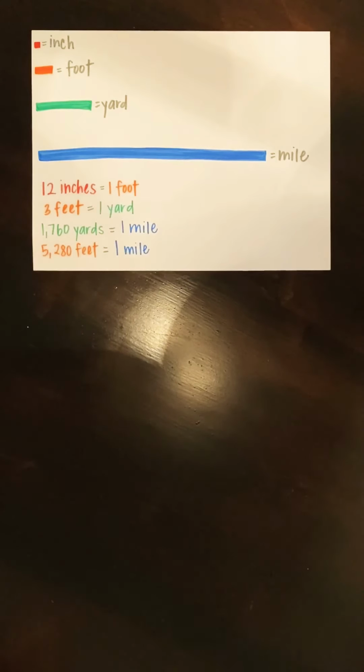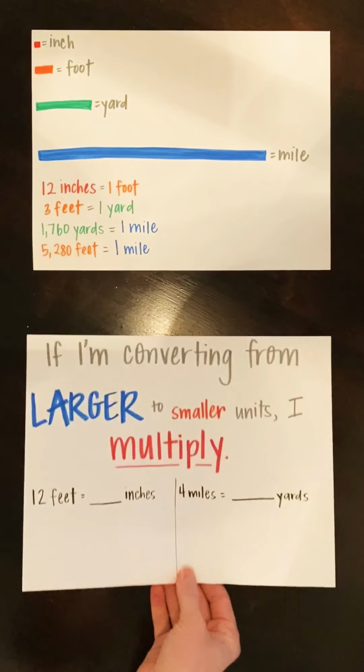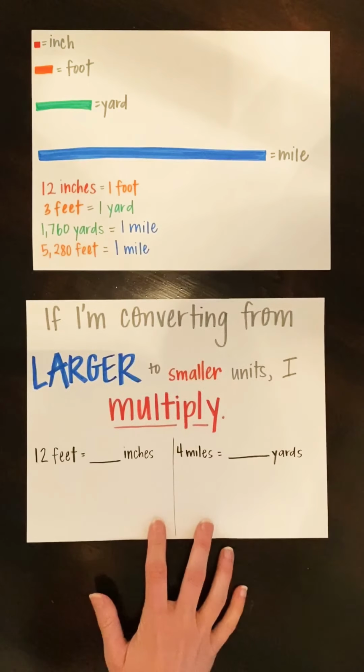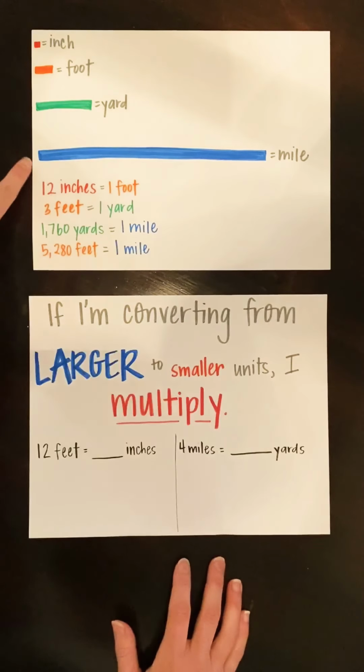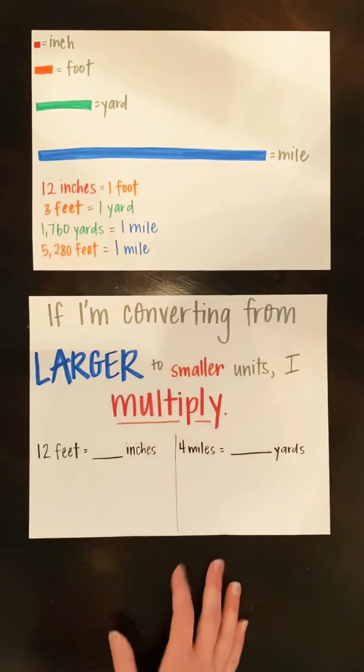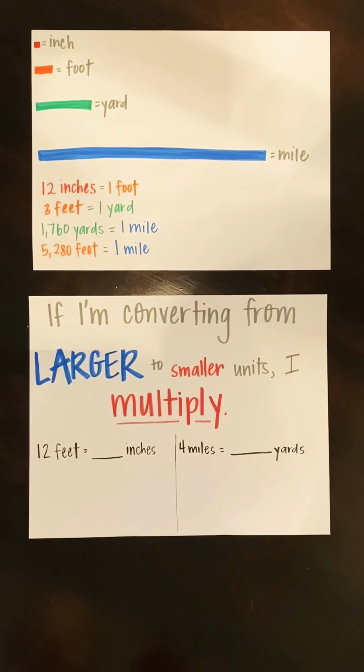So let's look first. If we were converting from a larger unit, such as a mile or a yard, to a smaller unit, such as a foot or an inch, what would that look like? And it's going to involve multiplication.